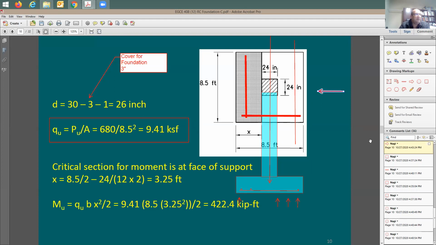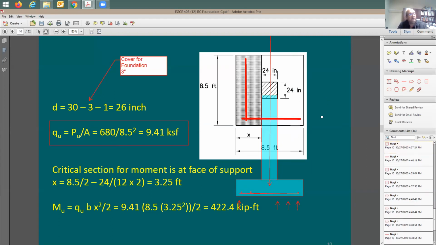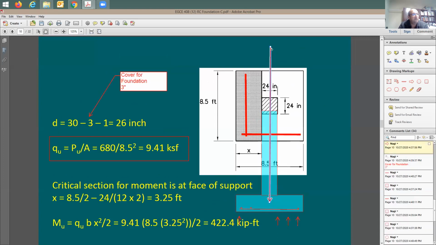Okay, good. Now, where's the critical section? I heard the word critical section before, but it was mainly for shear, but also for flexure. A very simple question to you. If I have a simply supported beam and exposed to uniform load, where is the maximum moment?